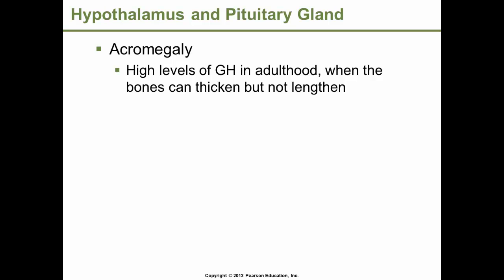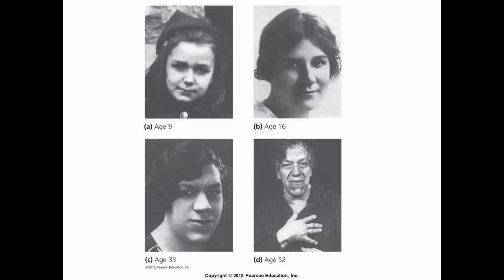Excess growth hormone might be caused by a tumor of the anterior pituitary. Treatment might include radiation, surgery, or drugs that inhibit growth hormone secretion. And this is the image of an individual wherein too much growth hormone occurred during adulthood, when the bones were able to thicken but not lengthen any longer. So this is the same individual at age 9, age 16, age 33, and age 52.